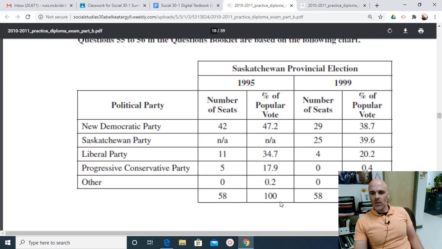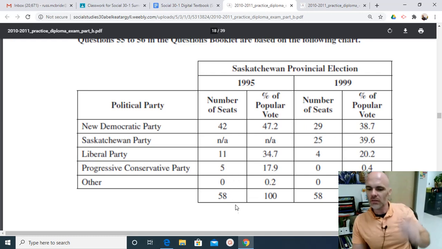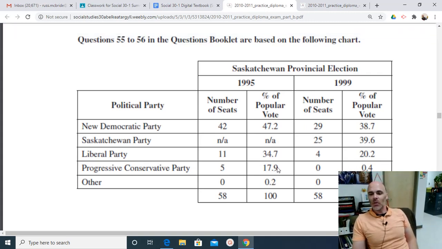So, I mean, we got to do some math, right? So they get 5 seats out of 58. So they get, what, about 8-9%, and they had 17.9% of the vote. So that's not too cool. These guys get about twice as many seats, and they had about twice as many votes. So, I mean, these both got disadvantaged here. These guys had like almost all the seats, and they had half the votes.